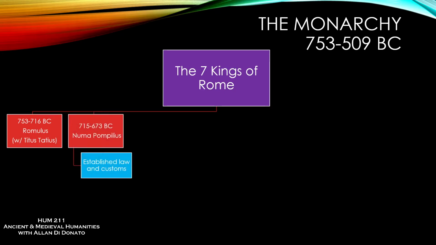The second king, a guy by the name of Numa Pompilius, is an important figure because he brings the social customs.